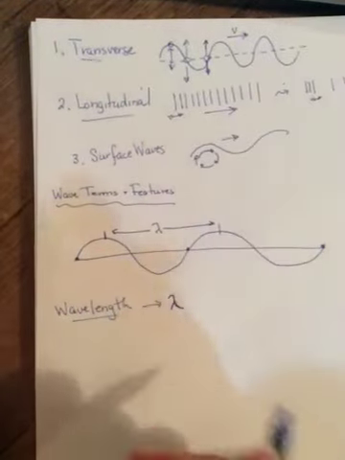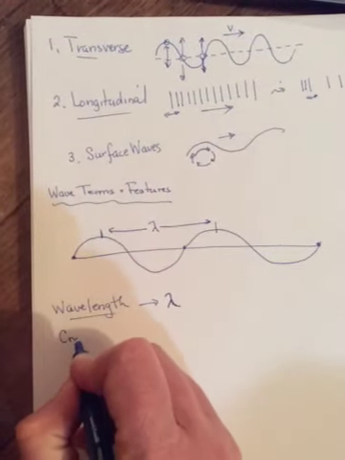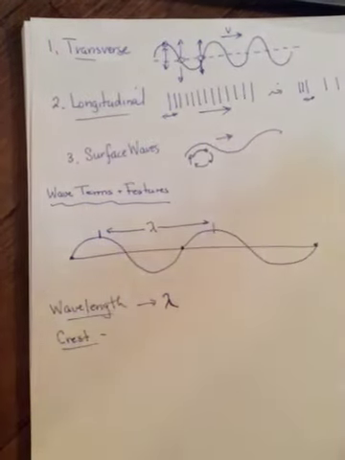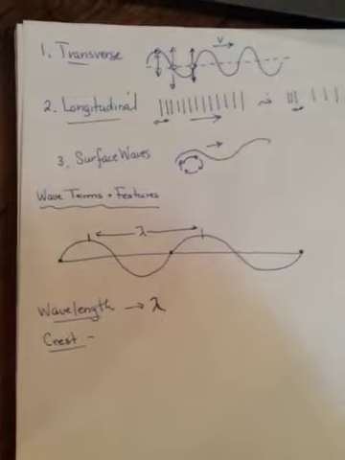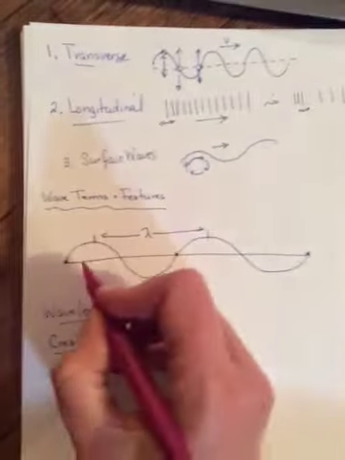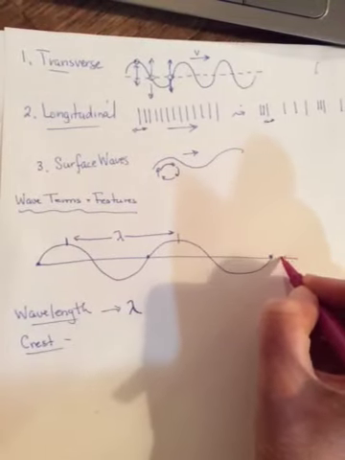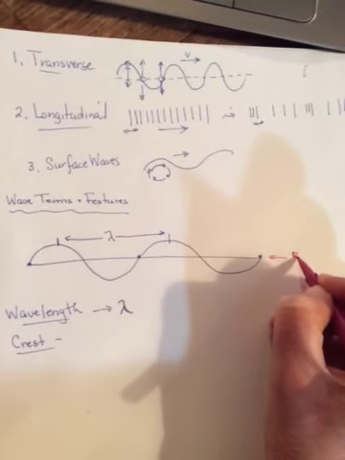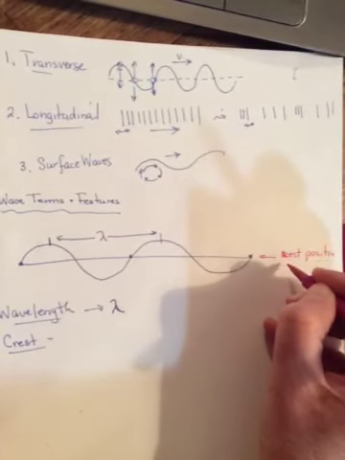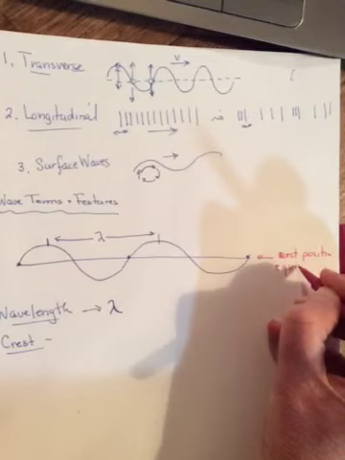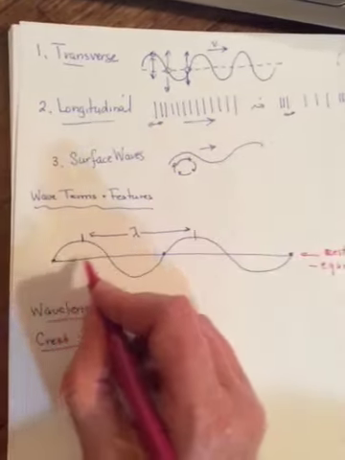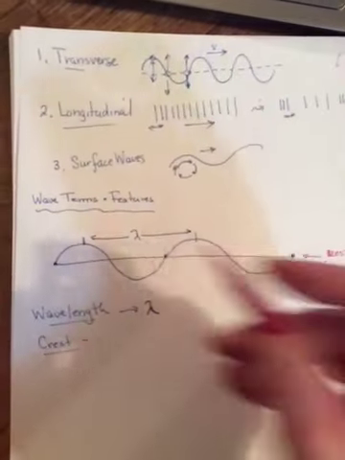Okay? The next word that I know you've heard is a crest. A crest is the highest point above. So this line that I've drawn here, this straight line, is called the rest position or the equilibrium position. It's where the medium would be if there was no energy moving through it.